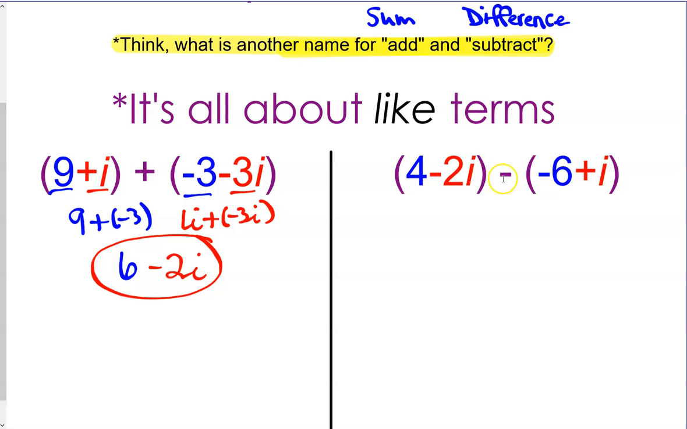Over here, I see that there is a minus sign representing the difference. And just like with polynomials, you can take this and distribute that through. And then you can make this a sum problem again. So we still have 4 minus 2i over here.